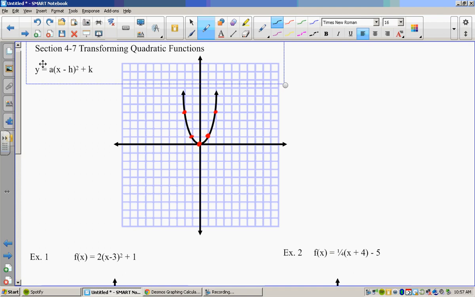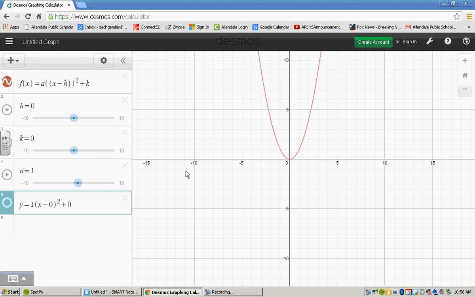Going back to this screen, we're talking about transforming quadratic functions. Now we've done this before. We talked about this in the previous chapter about transforming functions in the first place, talking about shifting them and stretching or compressing them. So here's a picture of a parent function. We'll get back to that in a second. I just want to go over here to show you some different things on how this works.